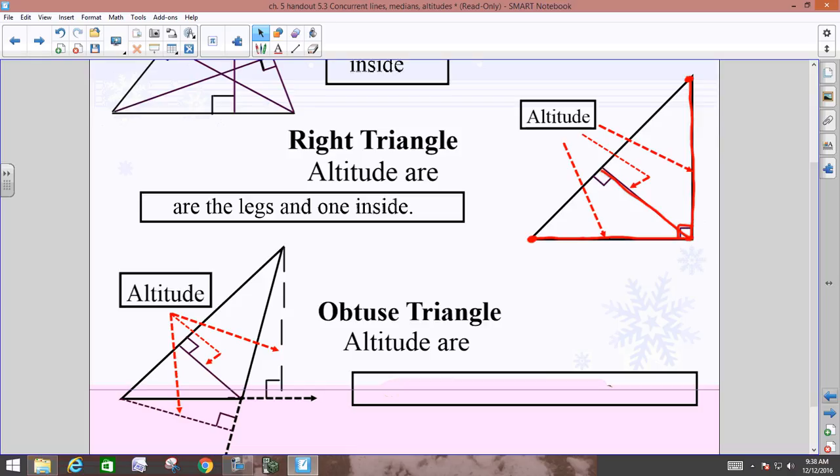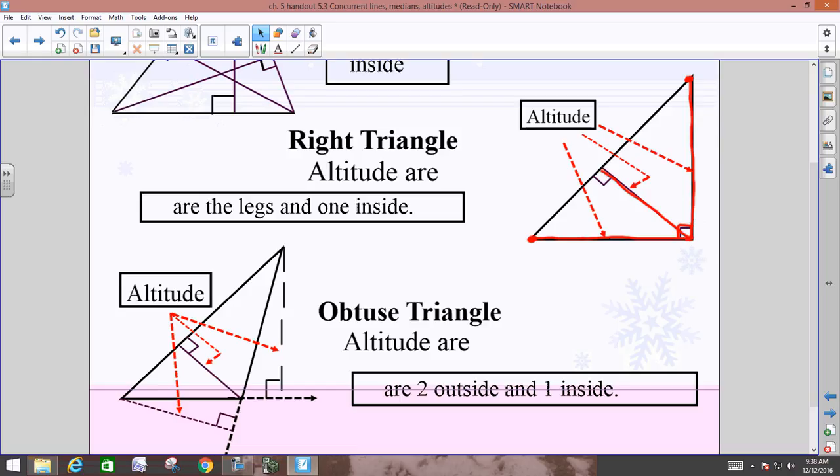And then the obtuse triangles, these are the most difficult ones to draw, and we'll practice tomorrow to draw them. The 3 altitudes, 1 of them is on the inside and 2 will be on the outside. So if you want to try and mimic what you have up there, we'll practice tomorrow, so it might help a little.